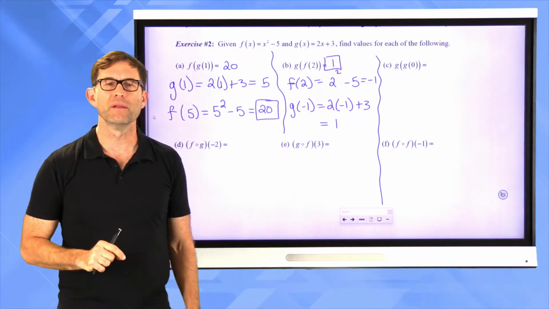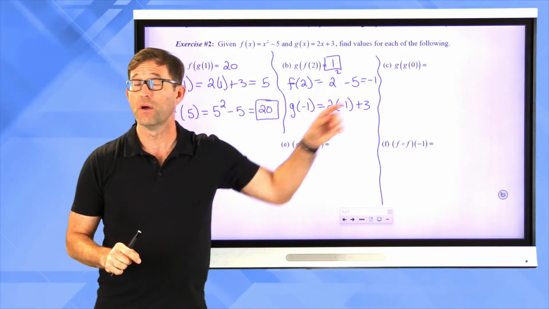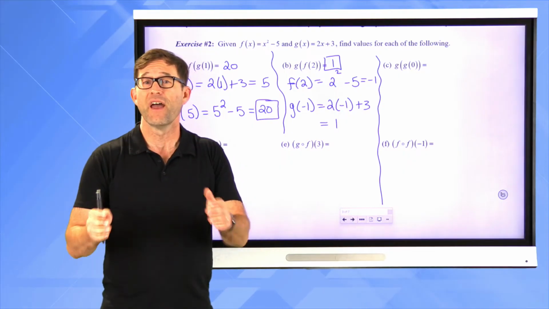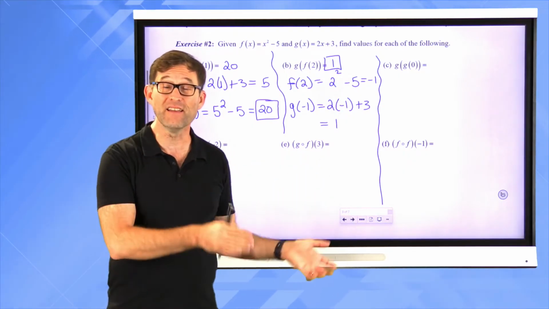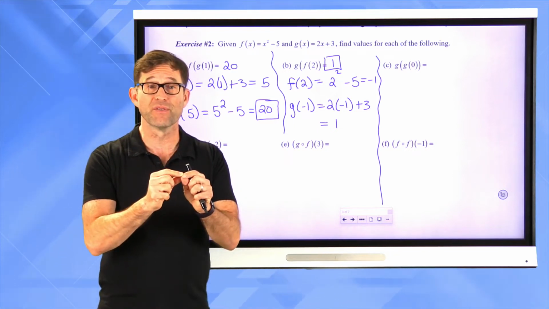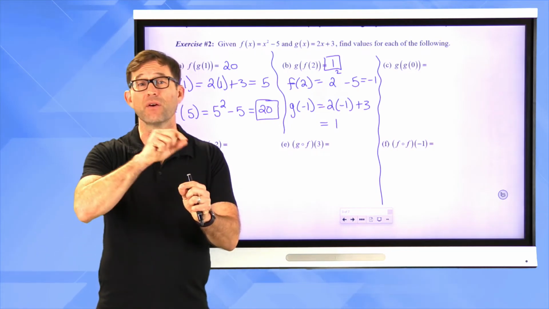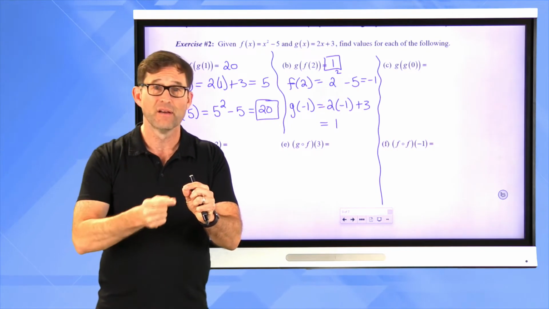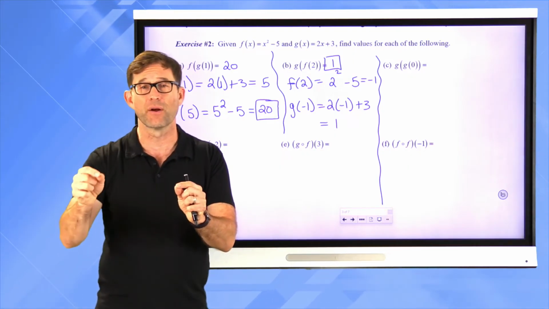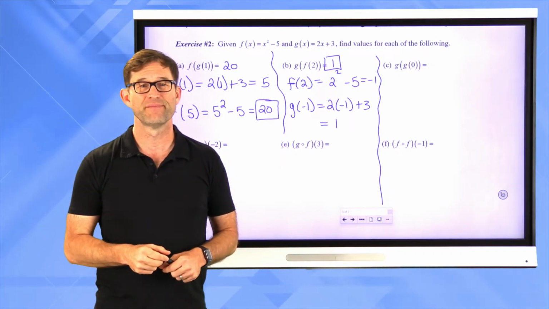Now letter C might be looking a little confusing. g of g of 0. That's okay, right? g of 0 is a value, whatever it is, and then that value is going to go back into g again. And that's okay. You could have a function, and there are real world examples of this, where you kind of get a feedback loop. An output comes out, it goes back into the original function, sends out another output, that goes back into the original function, etc., etc., etc. See if you can figure out what g of g of 0 is.